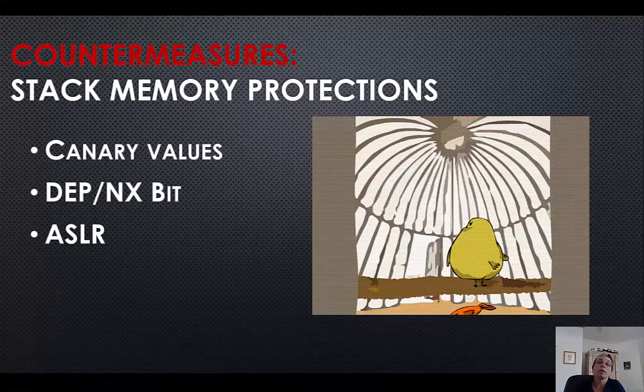So in order to prevent the buffer overflow attacks from occurring like what we just saw in the last demo, processor manufacturers basically came up with a number of different countermeasures. Now these countermeasures are stack memory protections that are built into both the kernel as well as the compilers. And they include such things as canary values, DEP and NX bit or no execute bits, and ASLR, and we're going to talk about each one.